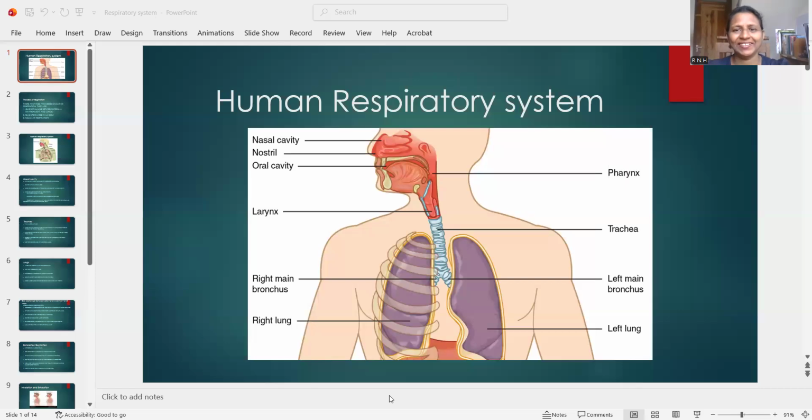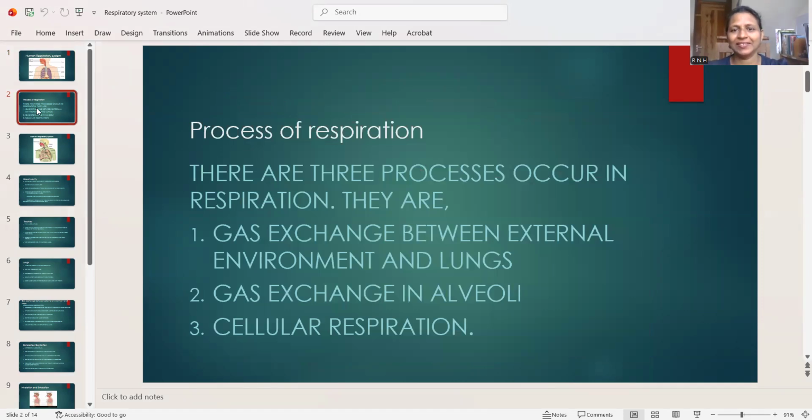Hello everyone. Today I'm going to talk about the human respiratory system. When we talk about the respiratory system, we can see it is located in our thoracic cavity. There are three steps of respiration.